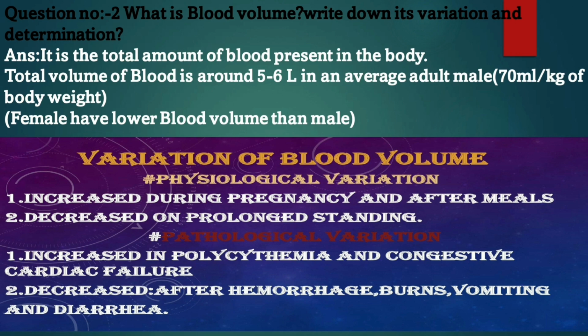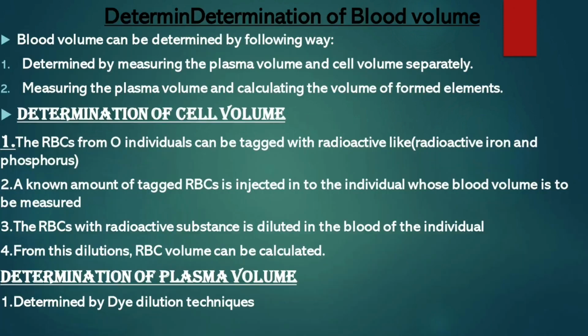Variation of blood volume. Physiological variation includes increase in pregnancy and after meals, and decrease in prolonged standing. Pathological variation includes increase in polycythemia and congestive cardiac failure, or decrease after hemorrhage, burns, vomiting and diarrhea. Now let's discuss determination of blood volume. Blood volume can be determined by measuring the plasma volume and cell volume separately. It can also be calculated by measuring the plasma volume and calculating the volume of formed elements.